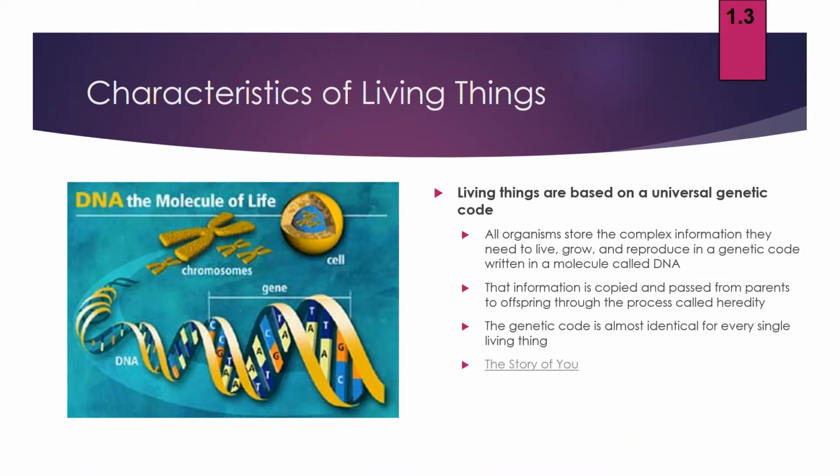The next characteristic that all living things share is that we're all based on a universal genetic code. What that means is we all store our information to build our cells and to run our body in a molecule called DNA. That information can be copied and passed from parents to offspring through the process called heredity. And the genetic code is pretty much identical for every living thing on the planet. What that means is any set of instructions in any living thing will be read the same way.